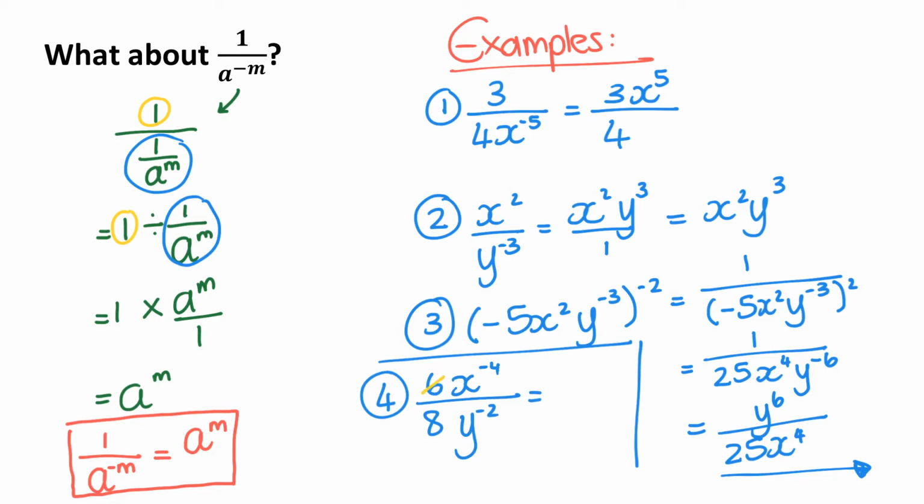I can simplify my coefficients. What goes into both of them? 2 goes into both of them, 3 and 4. So I get 3/4. Now since I have x to the power of negative 4 in the numerator, that means dividing by x to the power of 4. So that will go into the denominator. And if I've got y to the power of negative 2 in the denominator, that's the same as y to the power of 2 in the numerator.